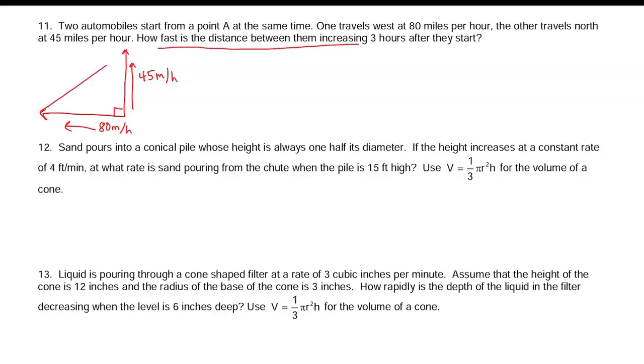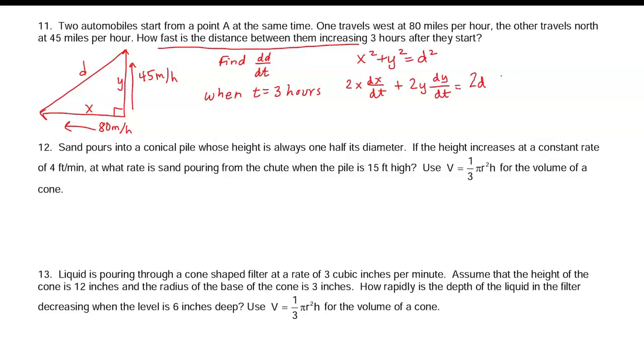So I actually need to think about the distance between them. I'm going to call that d, and they're asking us to find the change in that distance. So that'll be dd/dt when time equals 3 hours. I do have labels on all three sides of the right triangle, so I'm going to use the Pythagorean Theorem. I'll let the horizontal be represented with an x and the vertical with a y. So that's x squared plus y squared equals d squared. Taking the derivative, I get 2x dx/dt plus 2y dy/dt equals 2d dd/dt.